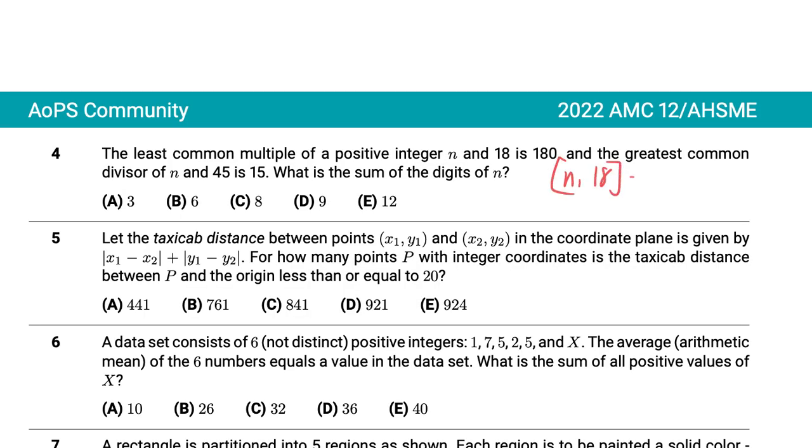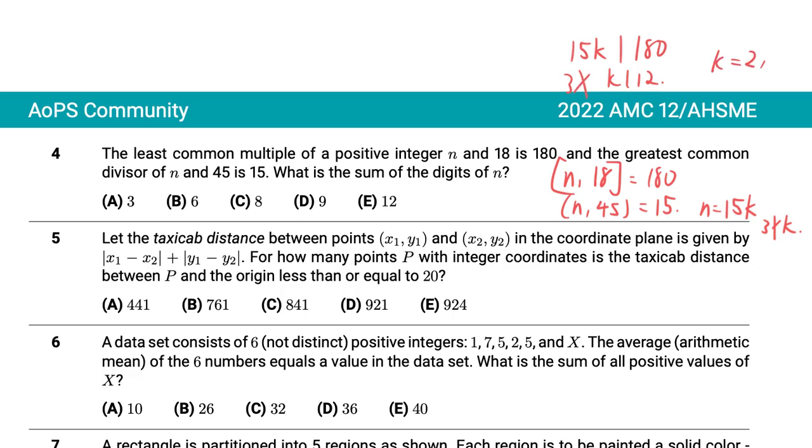The LCM is 180. The GCD is 15. So from this one here, we know that n is a multiple of 15, and 3 does not divide this k. So this is n. And because if you have x, y as an LCM of something, then x divides something. So you have 15k divides 180, and k divides 12. But then 3 does not divide k. So k must be equal to 2 or 4 or 1. Right? Yeah, so these are all the possibilities, and you can try them one by one.